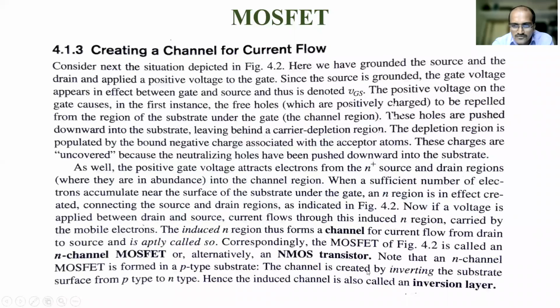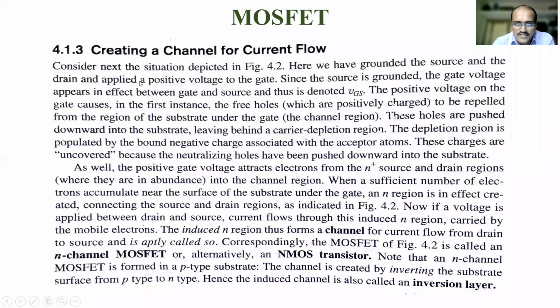This channel is created by inverting the substrate surface from p-type to n-type. Some portion of the p-type substrate we have inverted into n-type. That's why this layer is sometimes also called the inversion layer. So that was the discussion. Creating a channel for current flow is the second step, nothing but booting your device for further conduction.